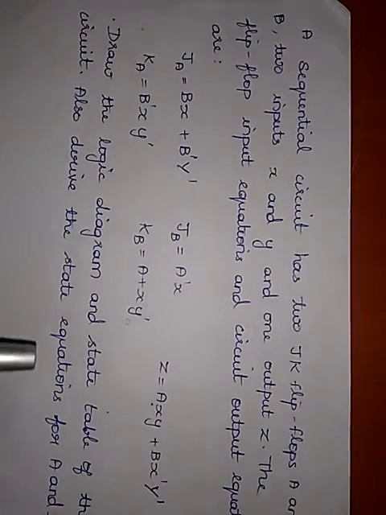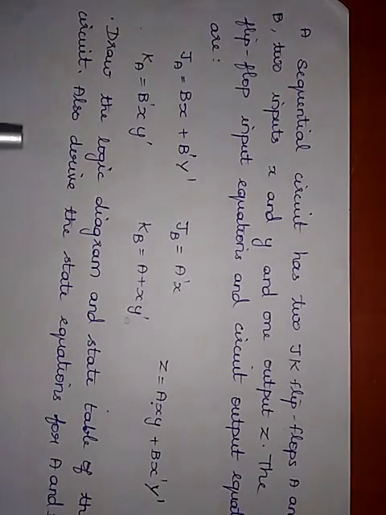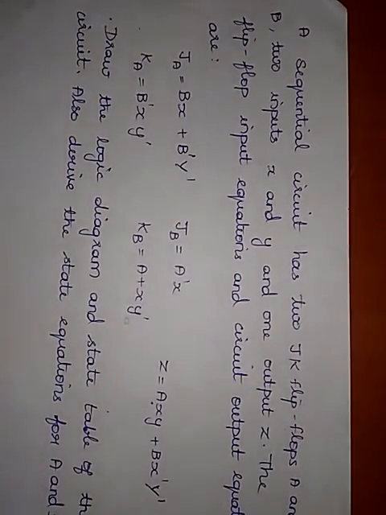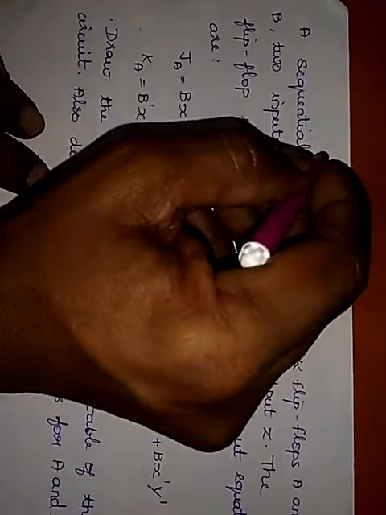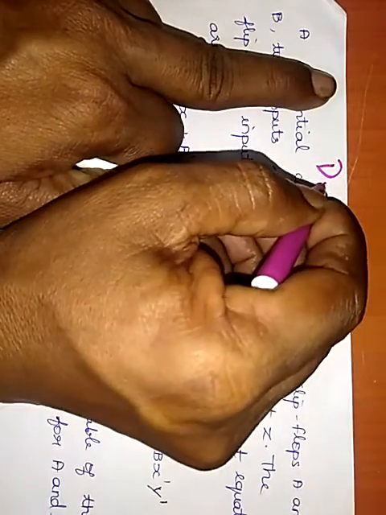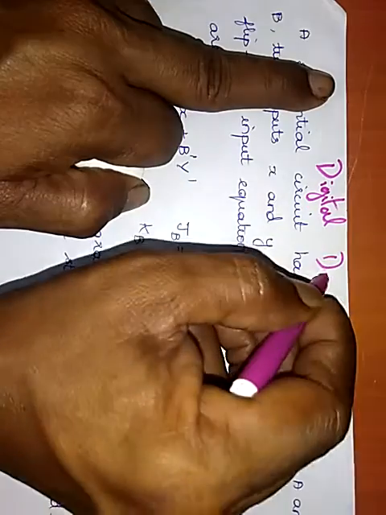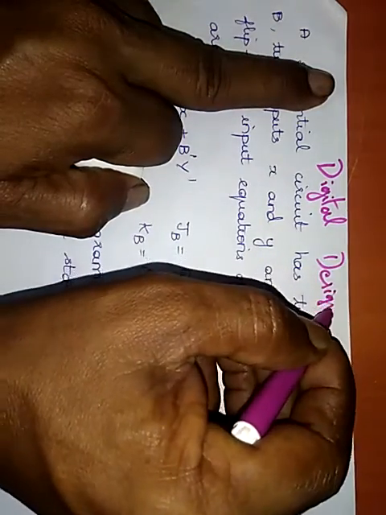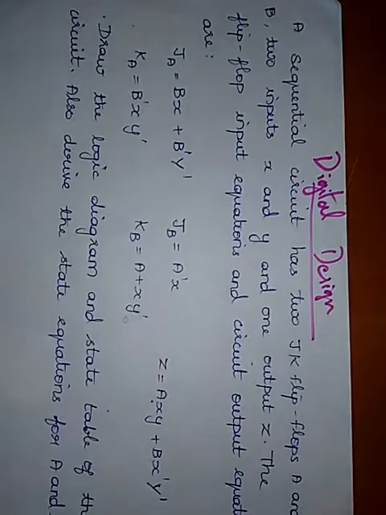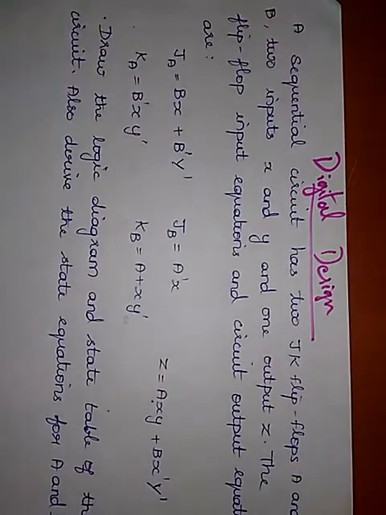Draw the logic diagram and state table of the circuit. Also derive the state equations for A and B. So this question is from digital design, basically digital electronics. So a sequential circuit.